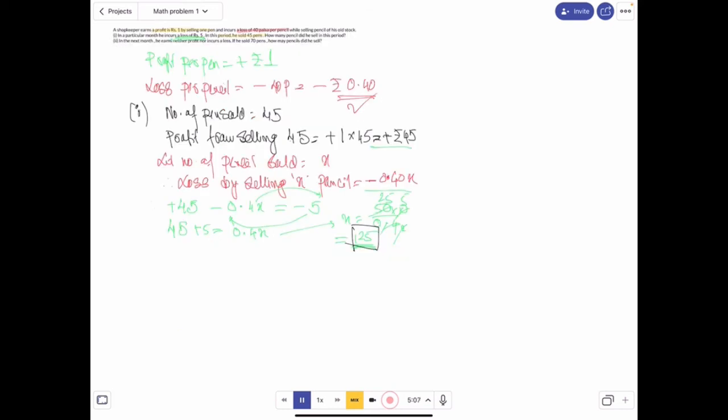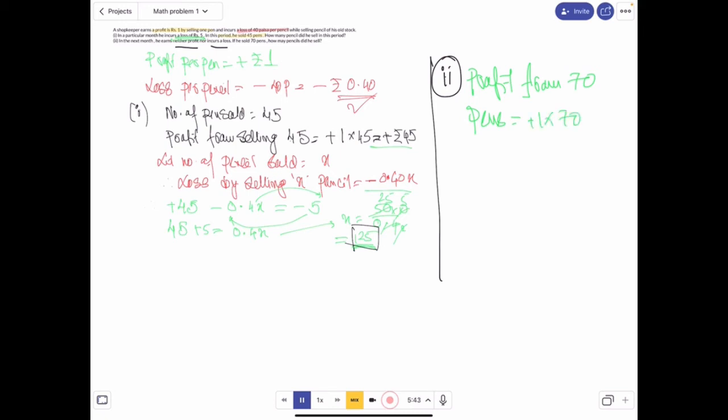Now let's see the next question. Question number 2 is talking of the next month, in which he earns neither profit nor loss. And he sold 70 pens. So if it's 70 pens, how much profit has he made? So you can write profit from 70 pens. Each pen is 1 rupee profit, so 1 into 70, and we will put a plus because it is profit. So plus 70 rupees profit.